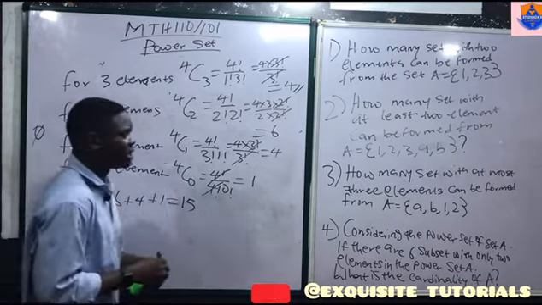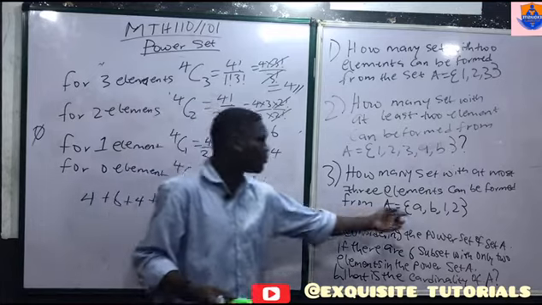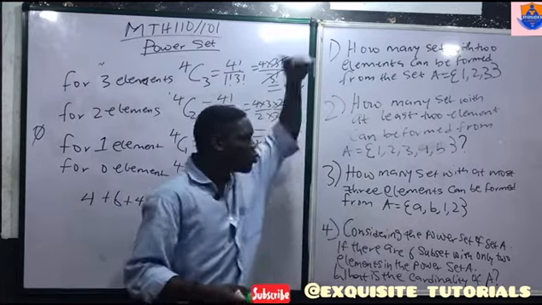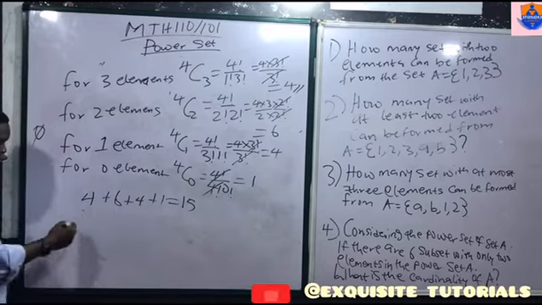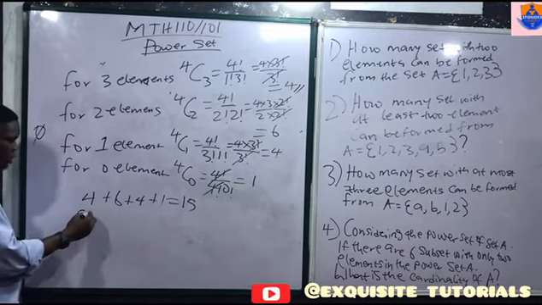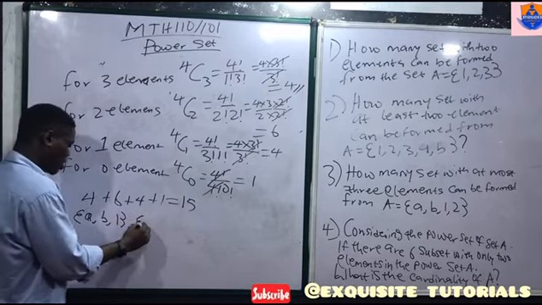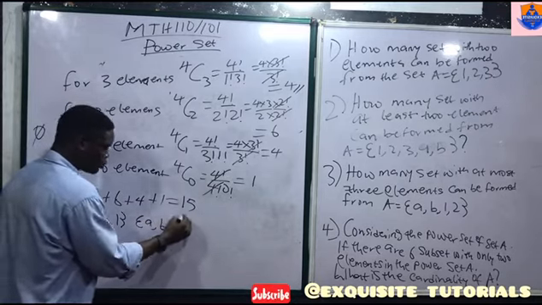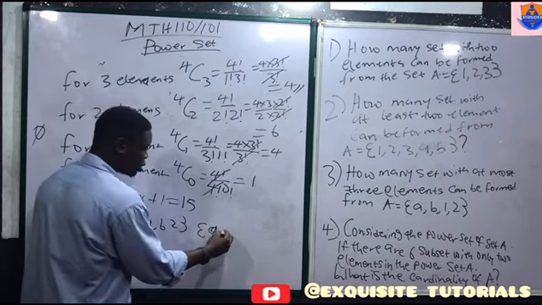So it means that there are 15 subsets that can be formed from this that will have at most 3 elements. We can as well try that. Let's check for those that will have only 2 elements or only 3 elements. A, B, 1. We have A, B, 2. We have A, 1, 2.